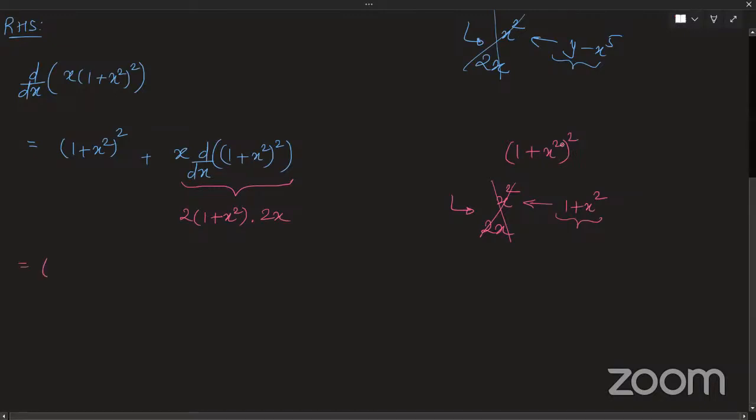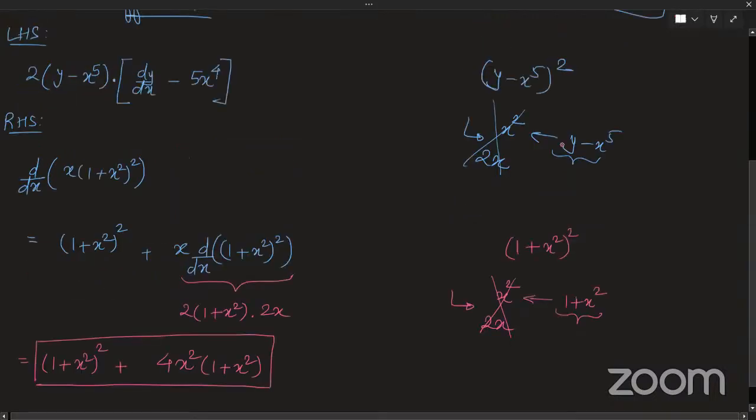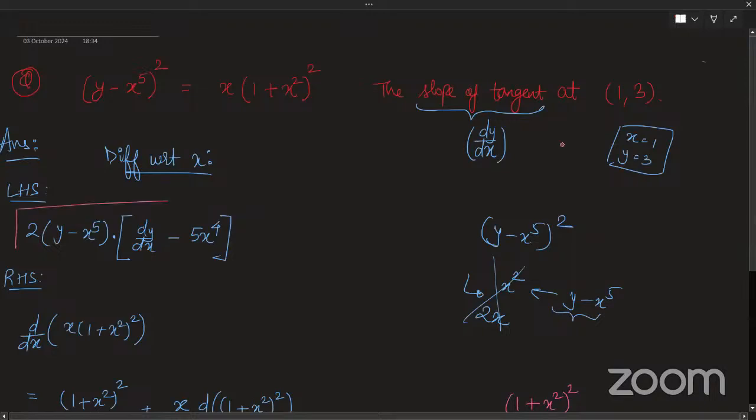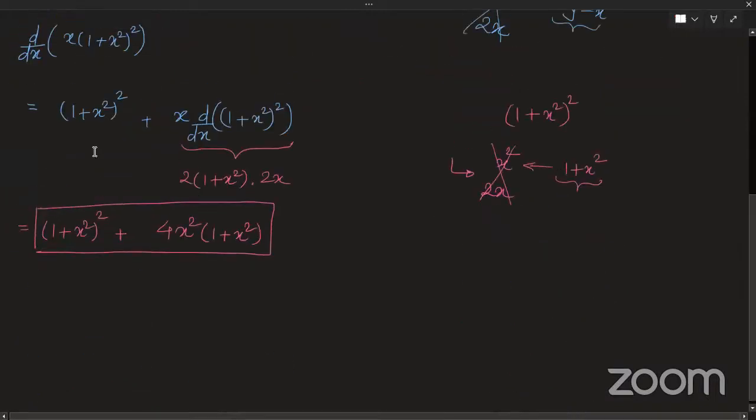So on the right hand side you get (1 plus x square) whole square plus 4x square into (1 plus x square). So this is what you'll get on the right hand side. And on the left hand side, you'll get this thing. So obviously my left hand side derivative and my right hand side should be equal. So I'll just equate both of these things.